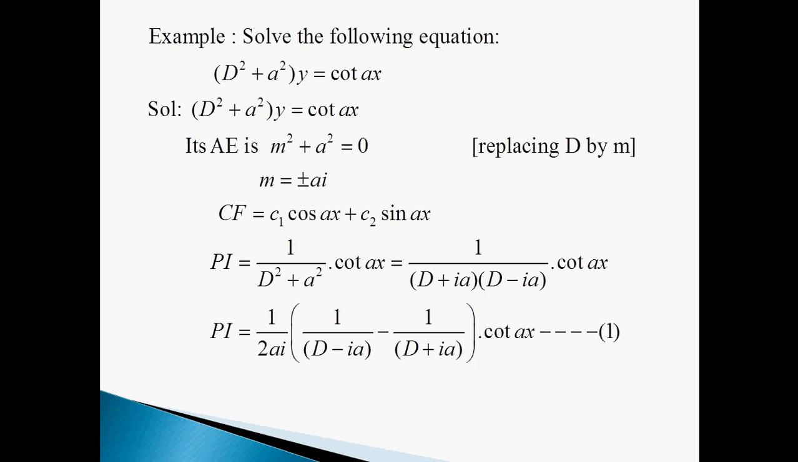We find the factors of D square plus a square: D square plus a square equals D square minus a square i square, and factorizing it, (D plus ia) into (D minus ia). Now if we find the partial fractions of 1 upon (D plus ia) into (D minus ia), we get 1 upon 2ai [1 upon (D minus ia) minus 1 upon (D plus ia)] into cot ax. We suppose this is the first equation.